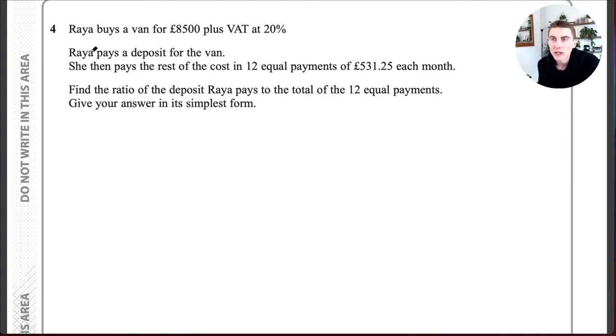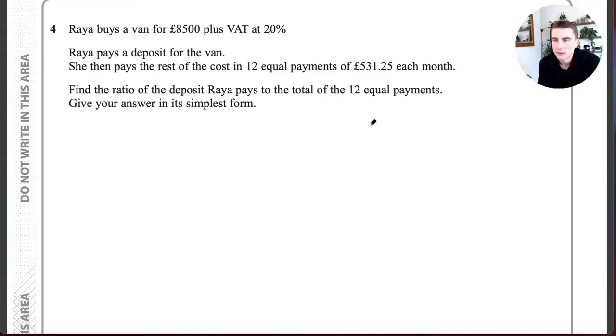So it says, Rhea pays a deposit for the van, and she then pays the rest of the cost in 12 equal payments of £531.25 each month. Find the ratio of the deposit Rhea pays to the total of the 12 equal payments. Give your answer in its simplest form. So feel free to pause the video here and have another read, it's a bit complicated.